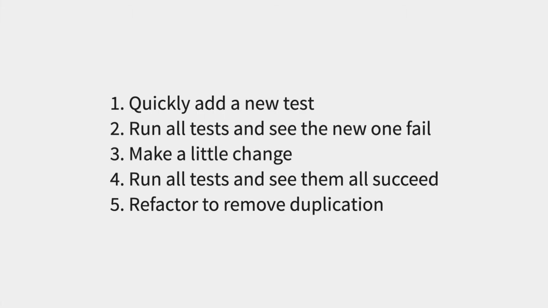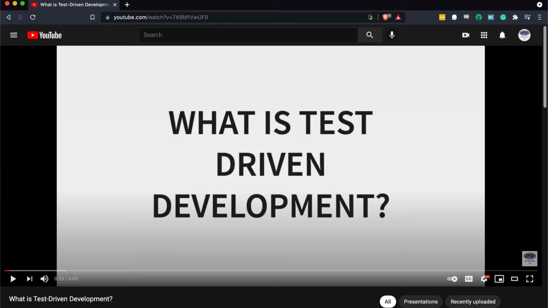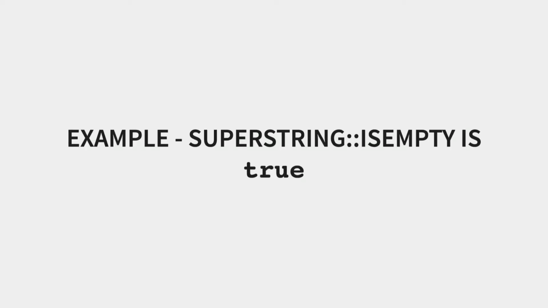A brief recap of test-driven development. Test-driven development consists of five phases that we'll be cycling through during the course of this video. They include: quickly add a new test, run all tests and see the new one fail, make a little change, run all tests and see them all succeed, and then refactor to remove duplication. If these phases are a little fuzzy, make sure to check out our video "What is Test-Driven Development?" for a full overview.